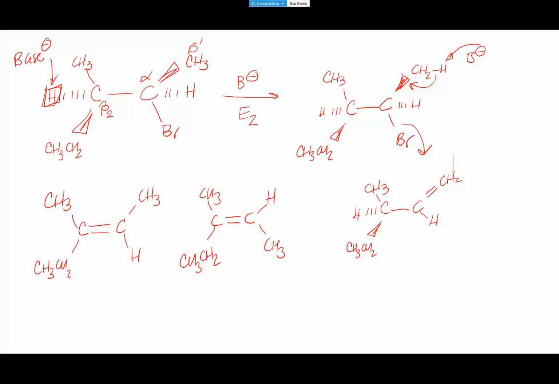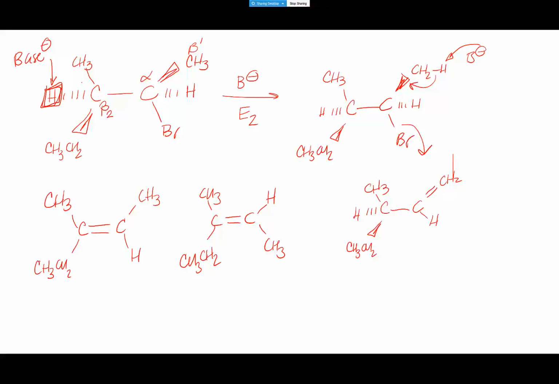Is it in that conformation? Is it in the correct conformation now? Is this hydrogen in the box anti to the bromine? Yes or no? No? Where does it have to be anti to the bromine? Where the methyl group is.